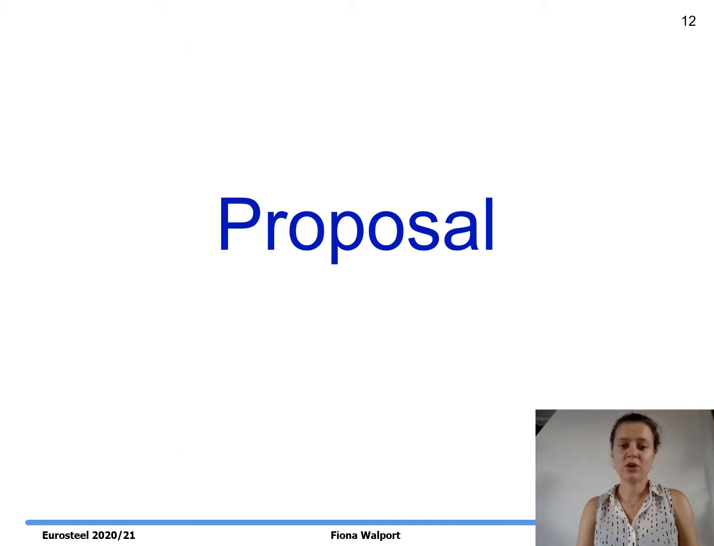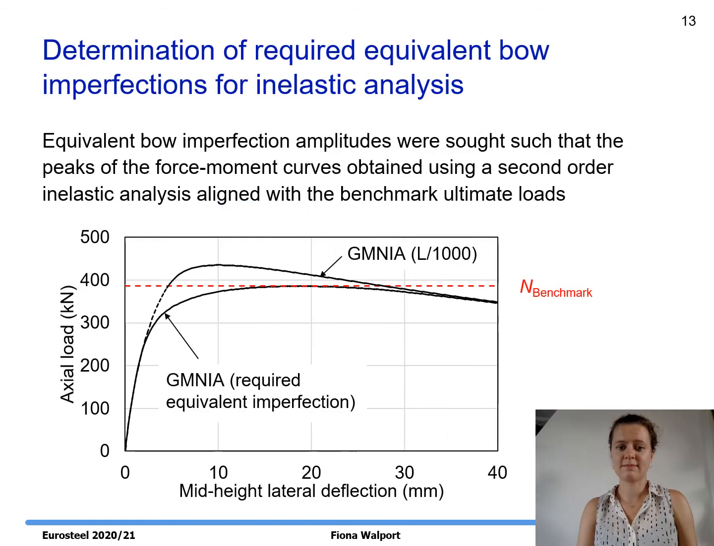Thus, new equivalent geometric imperfections suitable for use in design by second-order inelastic analysis are required. Equivalent bow imperfection amplitudes were therefore sought such that the peaks of the force moment curves obtained from inelastic analyses aligned with benchmark ultimate loads.